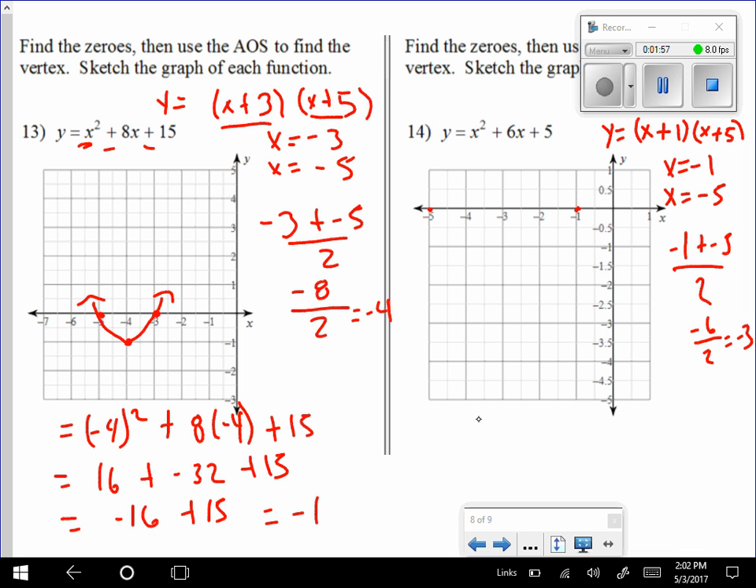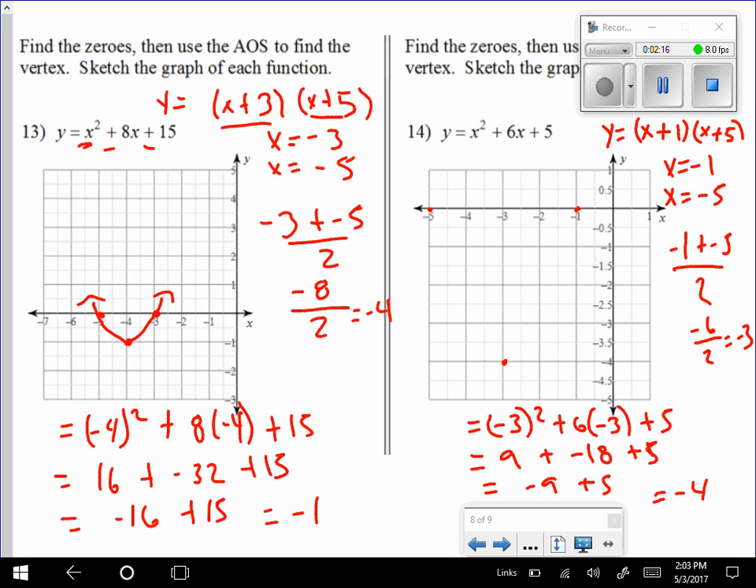So I got to plug in -3. -3 squared plus 6 times -3 plus 5. Give you 9 plus -18 plus 5, which would be -9 plus 5, or -4. So -3, -4 is my vertex. And there we go.